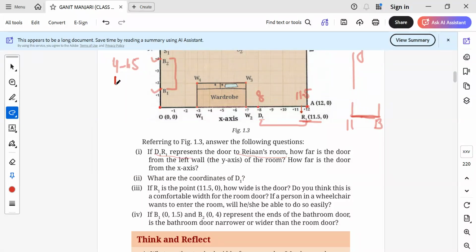So how will you do? 4.0 minus 1.5. So how much will it be? It will be 2.5. The bathroom door is 2.5. How much is the other door? Already we have calculated in the previous question. It is 3.5. So is it narrower or wider? It is narrower because its value is 2.5. So I think this is clear. In the next class, we will do the next exercise.